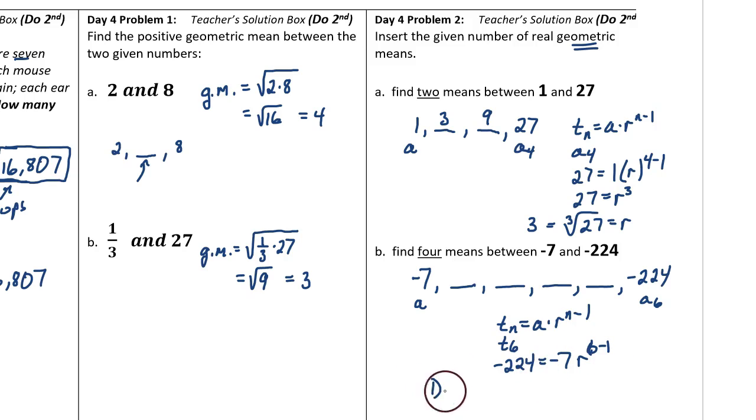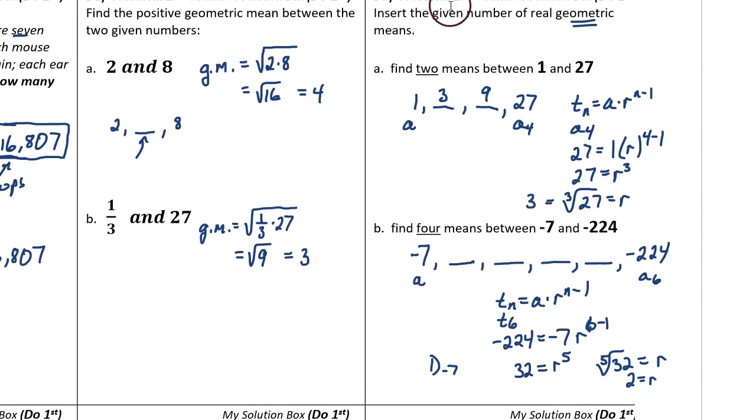Now divide both sides by negative 7. This makes 32 equals r to the fifth power. To solve for r, we need to do a fifth root. And the fifth root of 32 is 2. Now that we know what r is, we can multiply by it to get the missing numbers.